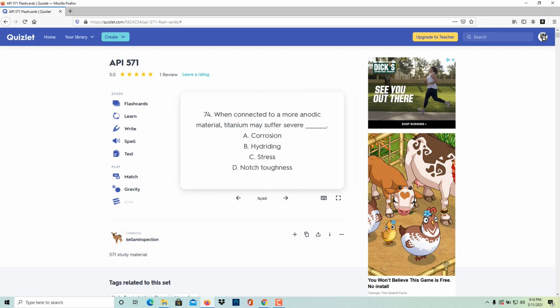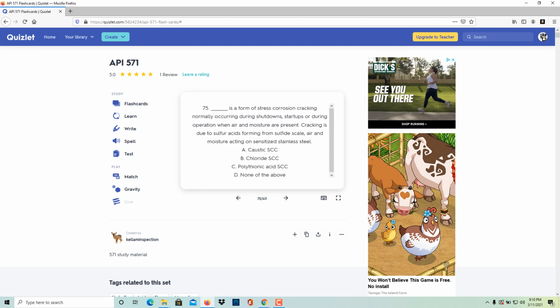When connected to a more anodic material, titanium may suffer hydriding. B. Hydriding is usually associated with titanium. For these questions. Blank is a form of stress corrosion cracking normally occurring during shutdown, startups, or during operation when air and moisture are present. Cracking is due to sulfur acids forming from the sulfide scale, air and moisture acting on sensitized stainless steel. Oh man, that sounds like polythionic acid stress corrosion cracking.